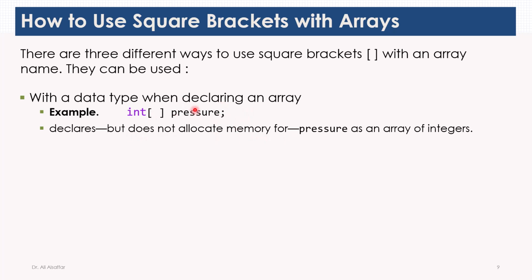As an example here, pressure. When you define an integer array with empty square brackets, pressure, without using new, then we are not allocating any space in the memory for the array.